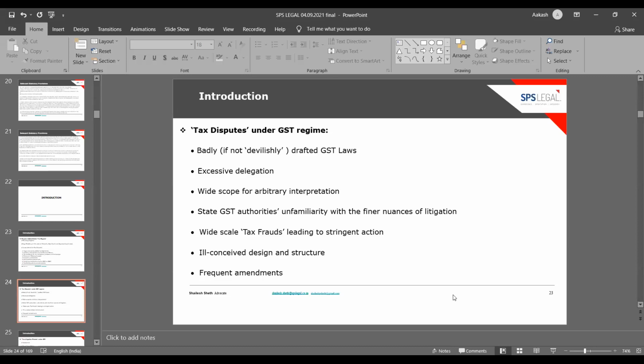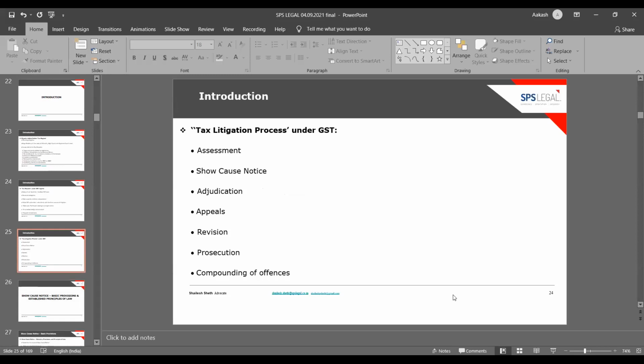Ill-conceived design and structure, and frequent amendments, all these ills are unfortunately plaguing the GST regime as of now. No doubt, the GST Council is seriously trying to get its act together and undertake a serious course correction. How soon it can be done, how pragmatically it can be done, one has to only wait and watch.